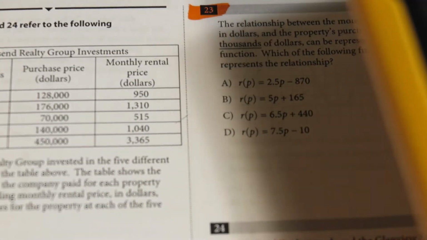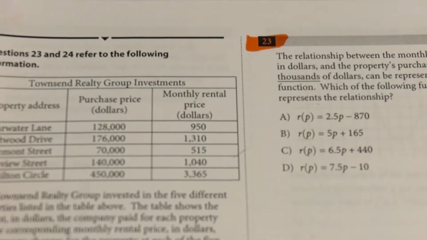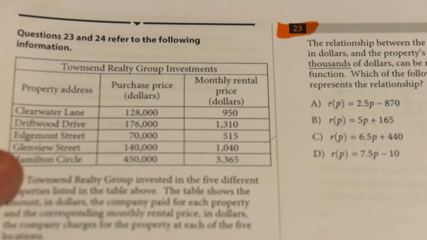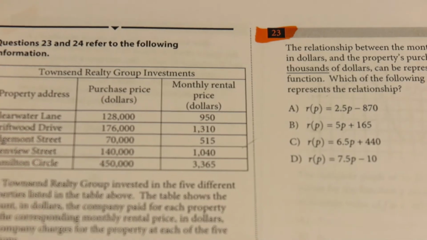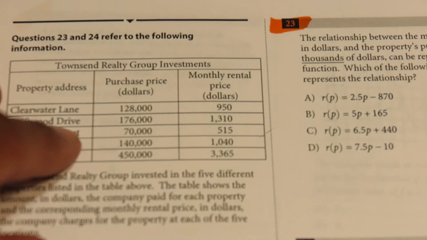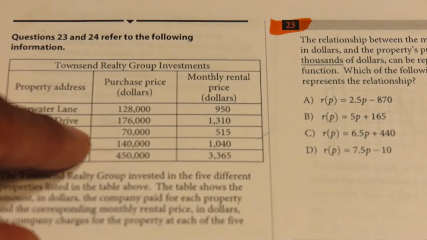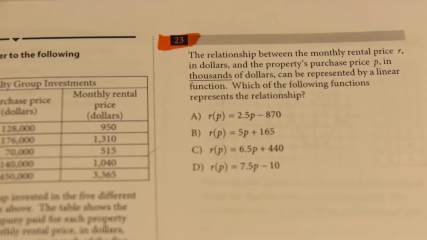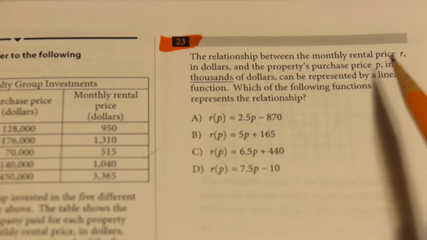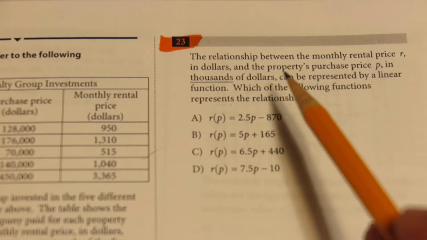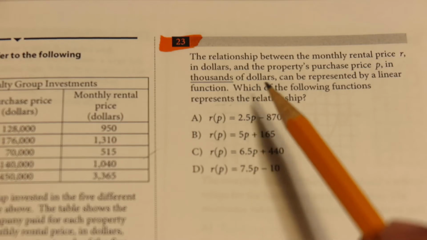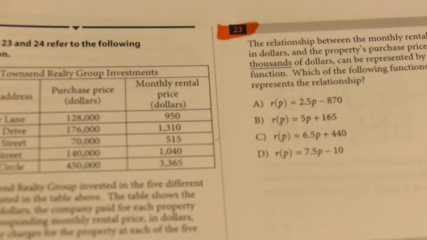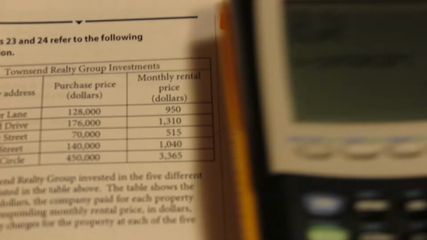2 points. All right, here's another one. This one is also from practice test number 5, and it gives you a table of values just like the last one, but this one is not so easy to figure out what the equation would be just looking at these numbers, okay? But that's what we need to do. It says the relationship between the monthly rental price, R, in dollars, and the property purchase price, P, in thousands of dollars can be represented by a linear function. What's the linear equation? So now we're going to do the same thing that we did before.